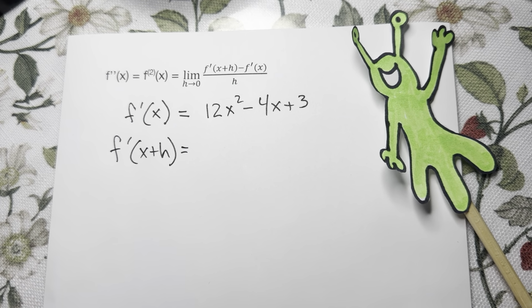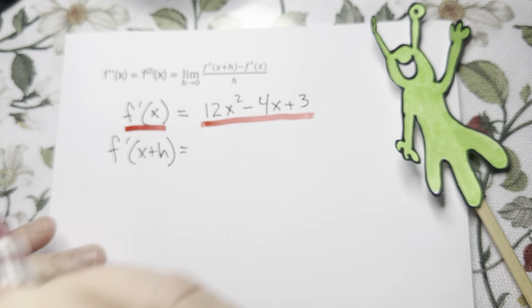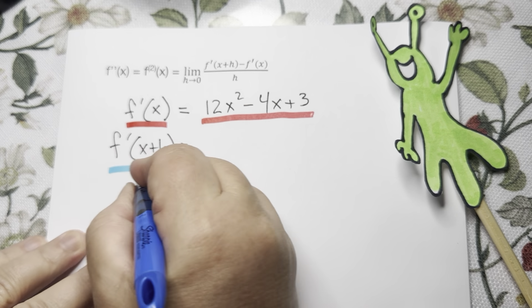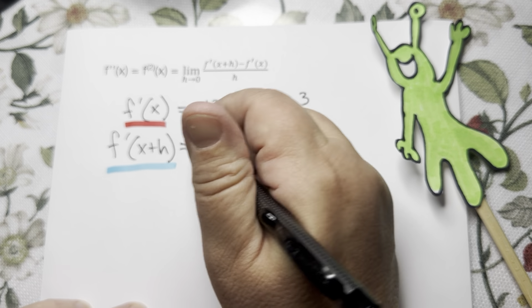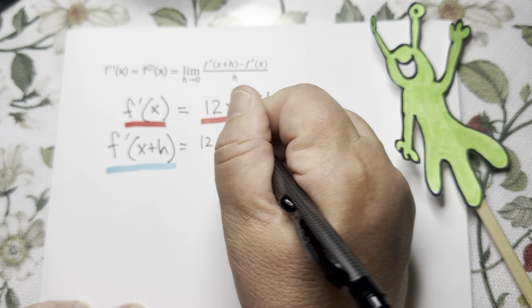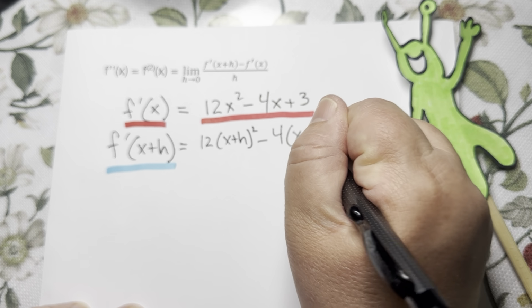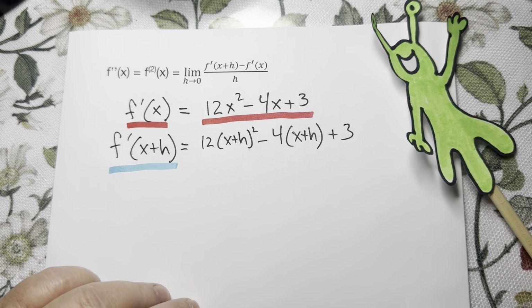And remember, if we're using the same colors, the plain one last time was red, and this one is going to be our fancy one with x plus h, where we plug that in. That's going to be blue. And so what we do is everywhere there's an x, I'm going to put in an x plus h. So we've got x squared becomes x plus h squared, 4x becomes 4 times x plus h, and 3 just hangs out.